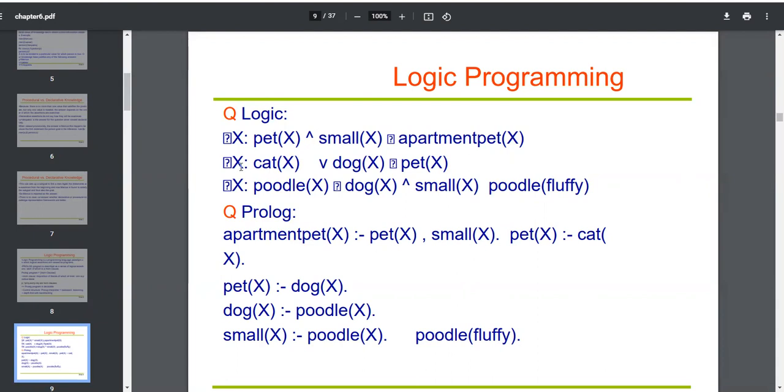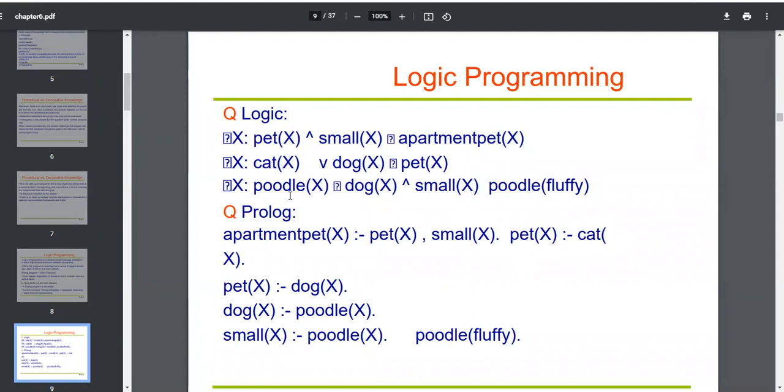The second line is: for all x, cat x or dog x implies pat x. It means if x is a cat or x is a dog, then x is going to be a pet. How are we going to write this? When you write or, you can either use a semicolon as the operator, or write it separately in Prolog, as separate predicates. As we go in reverse, whatever is on the right side of the implication becomes the head of the rule. So pat x is true if the first possibility is cat x, so the body will be cat x. And the second possibility is written as another predicate: pat x is true if dog x.